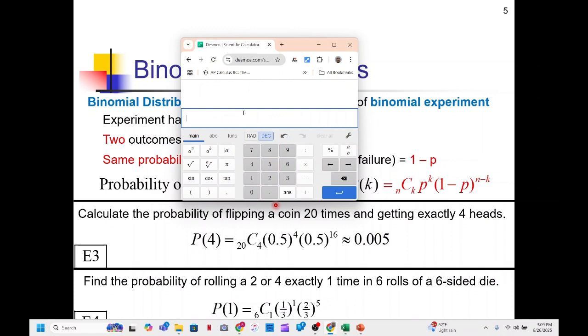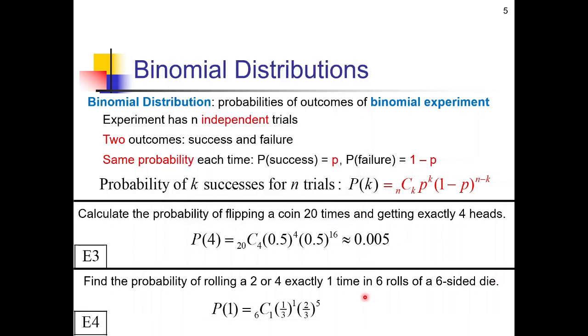So on the calculator now, we're going to do NCR, parentheses, 6 comma 1. And we'll multiply that by, let me do parentheses, 1/3 raised to the 1. I mean, I don't really need to raise it to the 1, but whatever. And then we do another parentheses with 2/3, and we will raise that to the 5th power. And that all comes out to 0.263. So there's a 26.3% chance of getting a 2 or 4 once in 6 rolls.